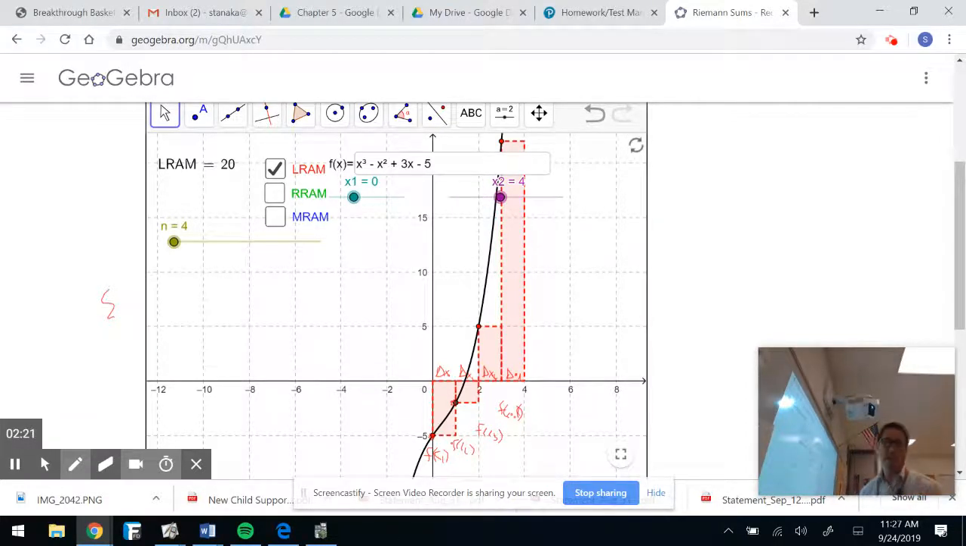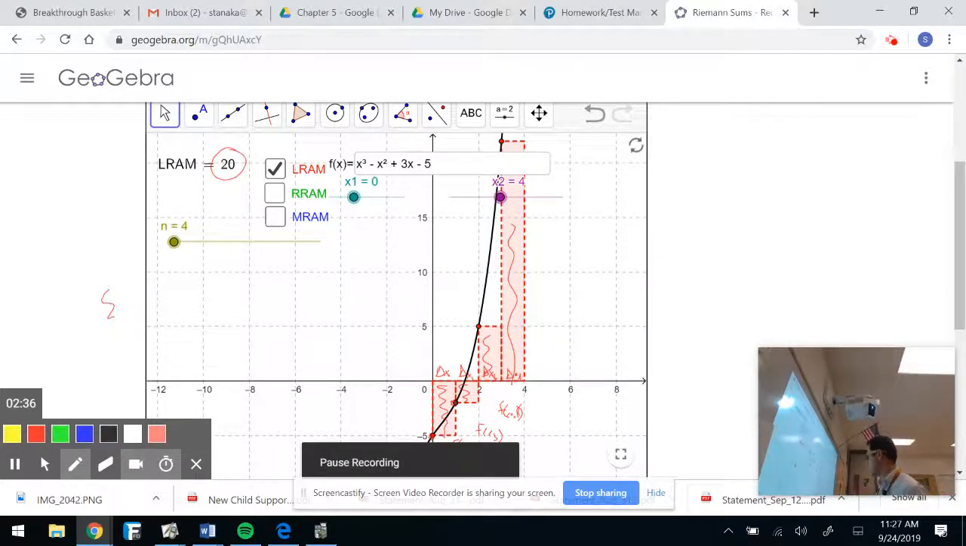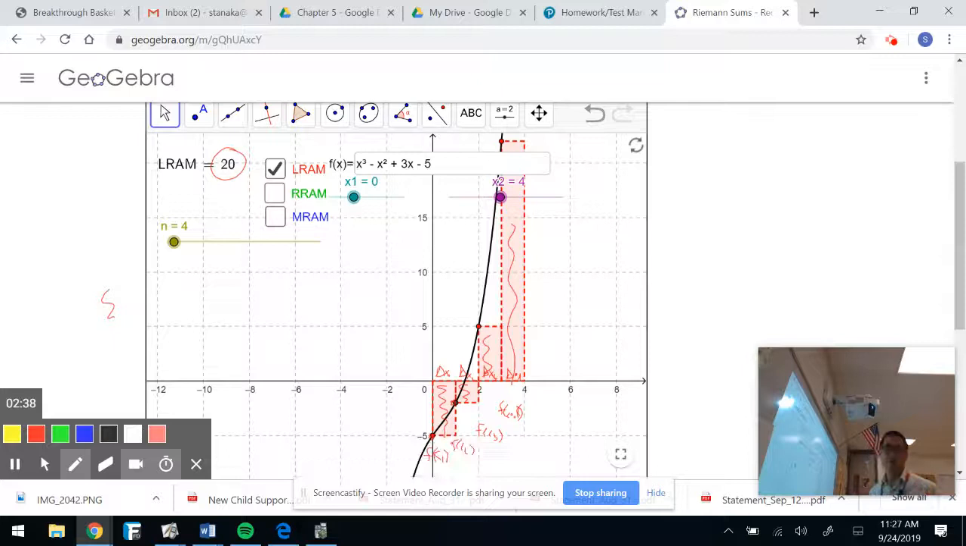The way I find the area, and what's interesting to notice, is the area down here is going to give me some negatives and these are going to give me some positives. Hopefully you notice the positives far outweigh the negatives, and thus we had an LRAM of 20 for this problem. We multiply the width of each partition by the height of the function, and then we add up all of those.